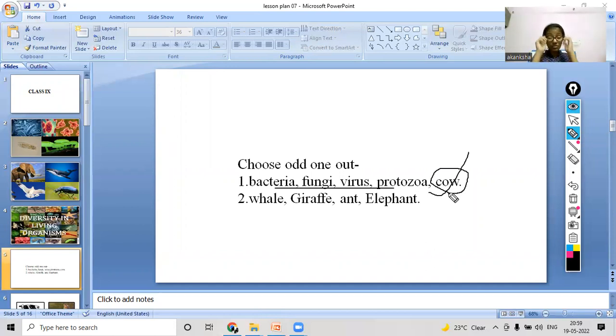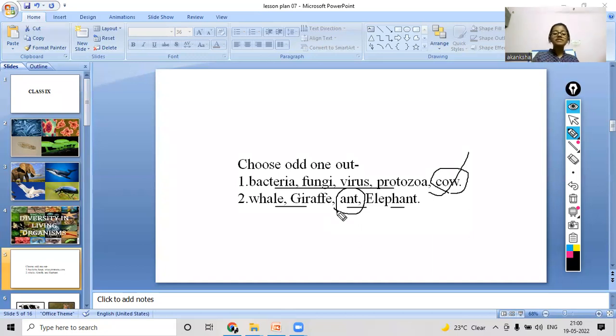So yes, moving on to the second question. Whale, giraffe, ant, and elephant. So what do you think is the odd one out here? And you have to also give the reason. Yes, I can see the right responses. The correct response is ant. And why is it ant? Yes, because all of these animals are bigger animals and ant is a very small animal.